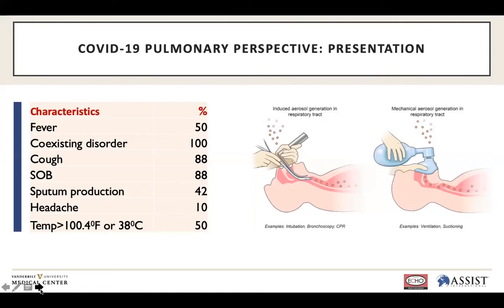The main mode of transmission is droplets, as I mentioned earlier. These are illustrated in the diagram on the right. These are droplets that are generated from any airway procedures that we do. Here are two procedures, intubation or bag mask ventilation. These are very prone to droplet generation and putting healthcare workers at risk in the environment.